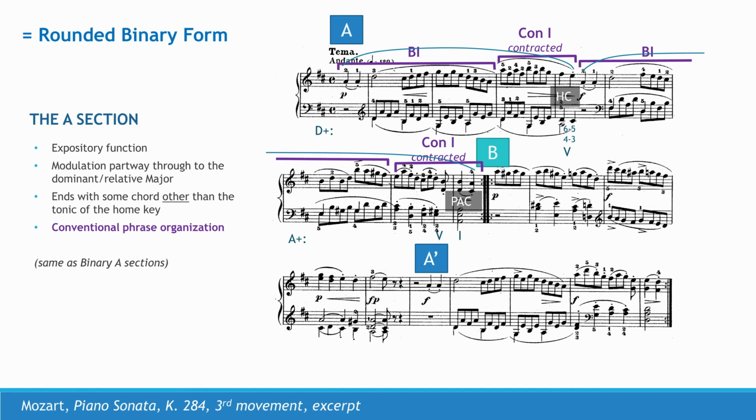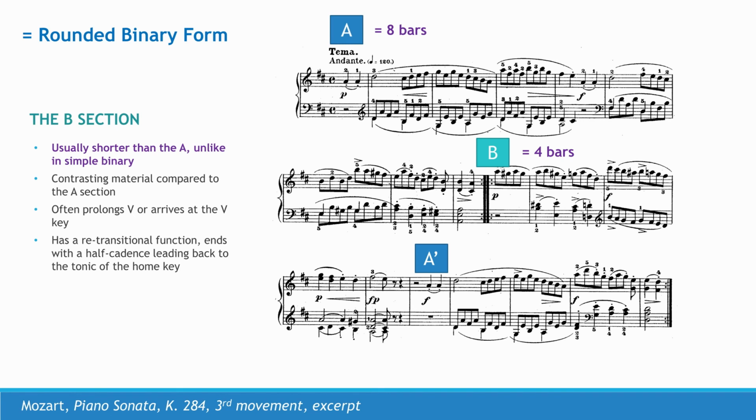So in fact, we've now proven that this fits the 4 expectations for A sections. It's expository, there's a modulation partway through, it ends with a chord other than the tonic of the home key, and it has conventional phrase organization. The deviations here, I think, are so slight that we're not going to say that this breaks the conventionality. There's a slight contraction, but it otherwise fits what we would expect for period form.